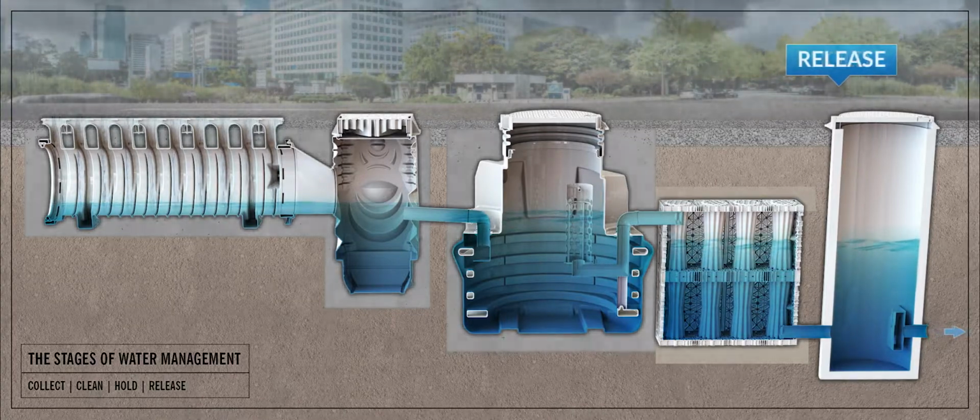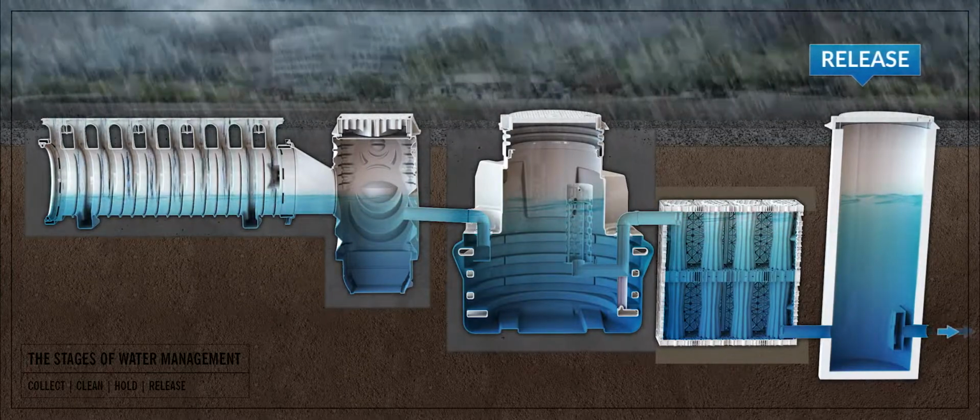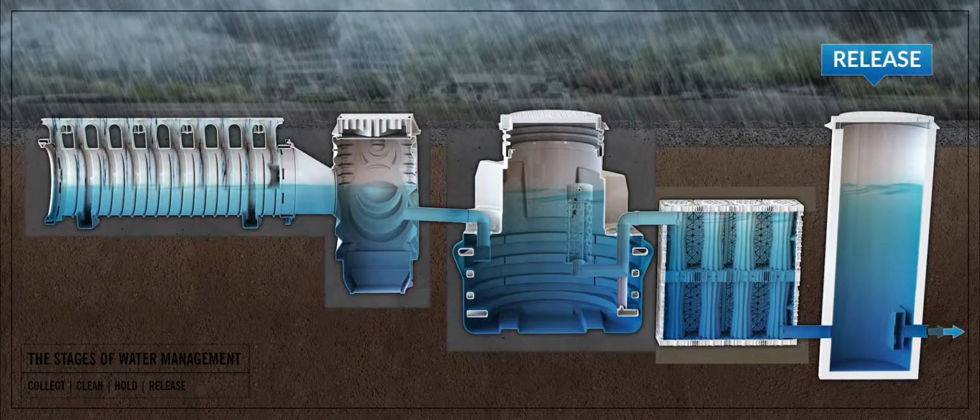A Q-Brake vortex unit of appropriately calculated dimensions is mounted inside a concrete chamber and regulates the release of stormwater into the watercourse or sewer.